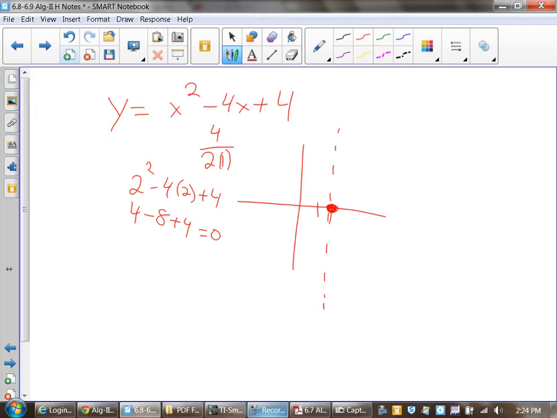This a value is positive, which means it's up like a cup, so it's doing that. It only touches the x-axis at one spot. There's only one 0 for that. If I set this equal to 0 and factor it, you get x minus 2 quantity squared. Set it equal to 0, so you have x minus 2 is 0, so you only have one 0 for that parabola.